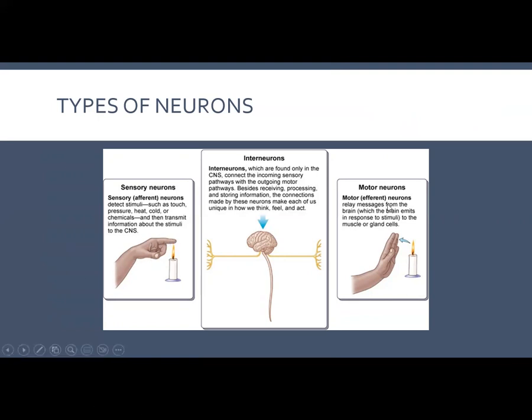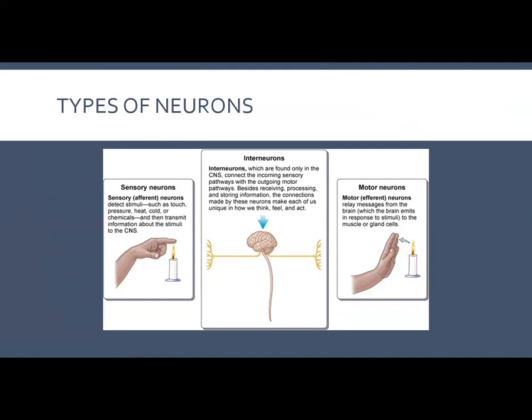Your motor neurons relay messages from the brain, which the brain emits in response to stimuli, to the muscles or gland cells. So basically, after we have a sensory neuron telling us, okay, flame touched finger, that tells the brain, and the brain tells the hand to move away with your motor neurons. Both your motor and sensory neurons, we talk about more in reference to our cranial nerves. Your interneurons, which are found only in the CNS, connect the incoming sensory pathways with the outgoing motor pathways.